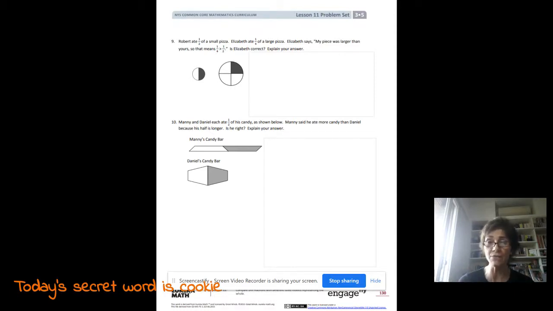That's for you to answer this question. Remember, the wholes are different. And again, here we have 2 candy bars. They're different candy bars. 1/2 is shaded. So can we say that Manny and Daniel are eating the same amount of candy because they're both eating half? That's a question for you to answer. Look at the wholes and decide, are we talking about the same whole? So can we say that they're both eating half, so they're both eating the same amount?